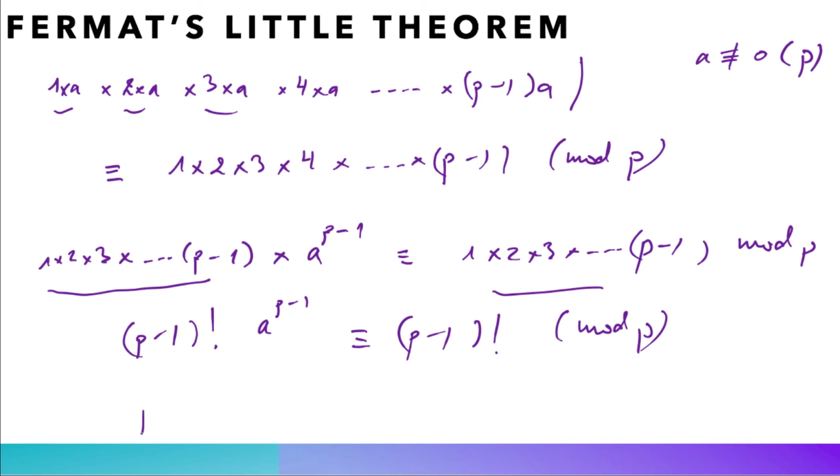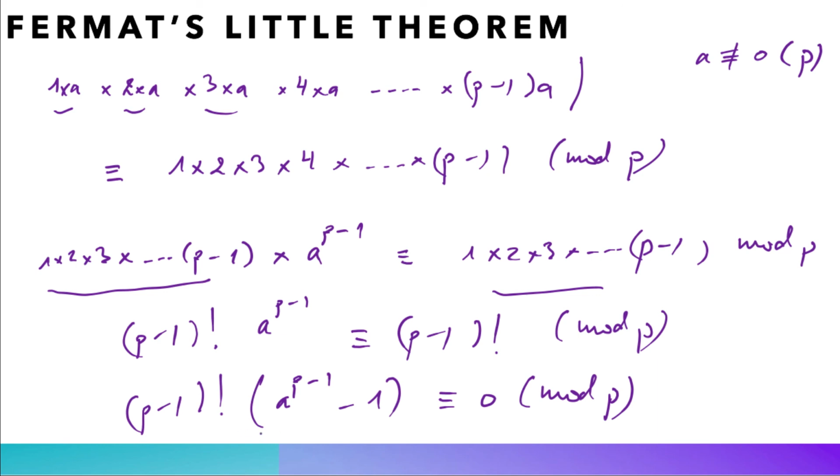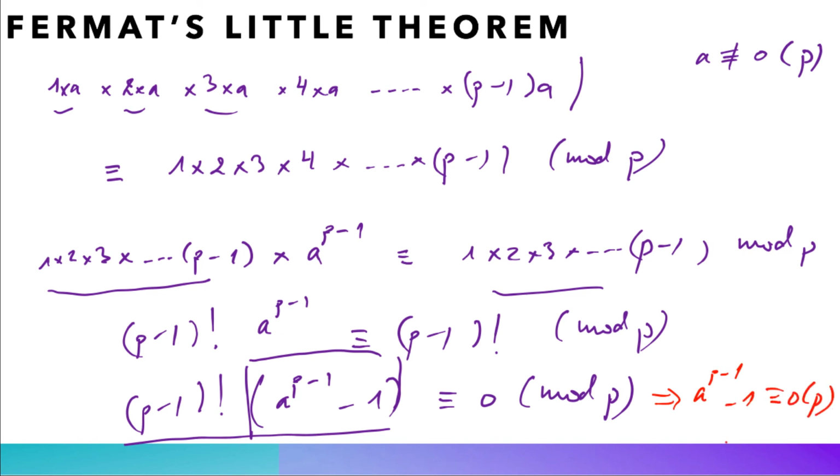Now this implies that p minus 1 factorial times a to the p minus 1 minus 1 is congruent to 0 modulo p, which means that p must divide all this number here, but p cannot divide p minus 1 factorial because p does not appear in its factorization here. So by the Gaussian lemma, p must divide this number here. Thus we get that a to the p minus 1 minus 1 is congruent to 0 modulo p, which is the same thing as a to the p minus 1 is congruent to 1 modulo p, and this is Fermat's claim.